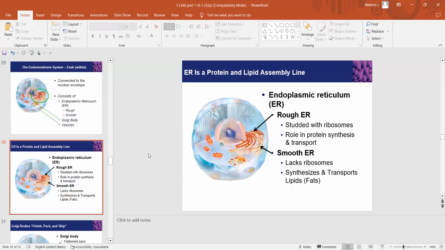So this is the smooth and rough, and very important. What does it mean? What does it do? So we've got the nucleus and the nucleolus, that's two. We've got the two types of endoplasmic reticulum. These are 4 organelles so far. And we talked about the membrane already.